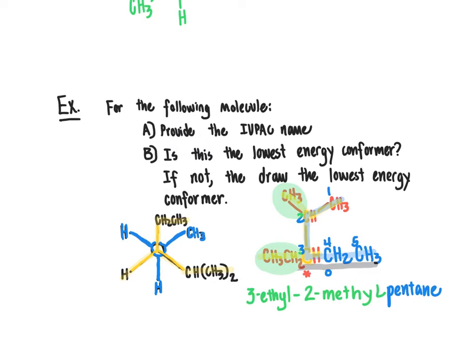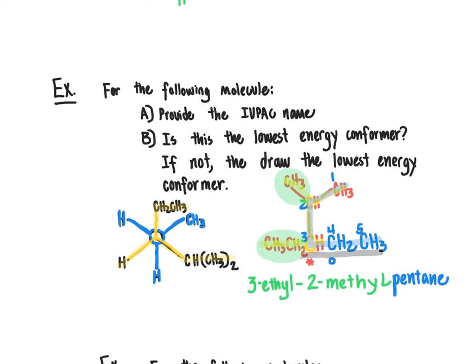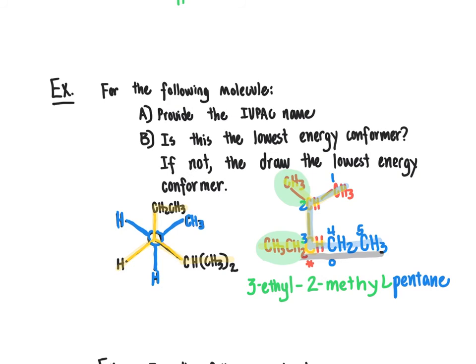Let's now fill in the last of this example, to ask the question of, is this the lowest energy conformer here in part B? If not, draw the lowest energy conformer. So we're looking at conformers. We're always looking at these Newman projections as our way of identifying whether this is the lowest energy conformer or not.